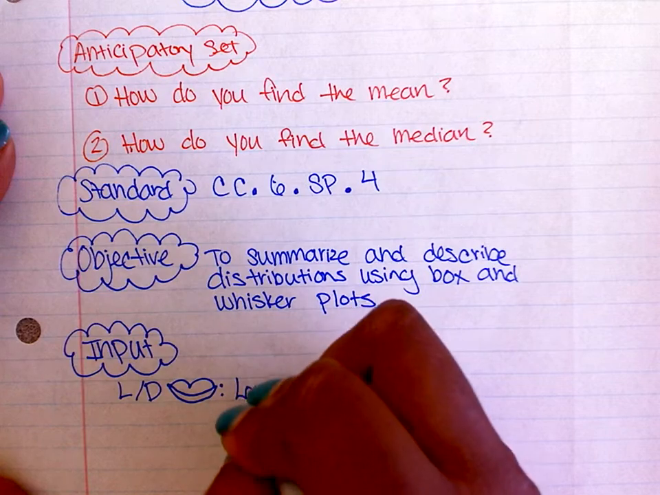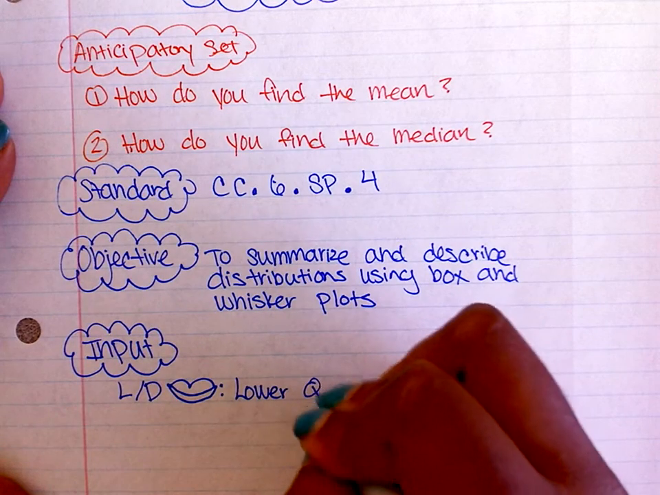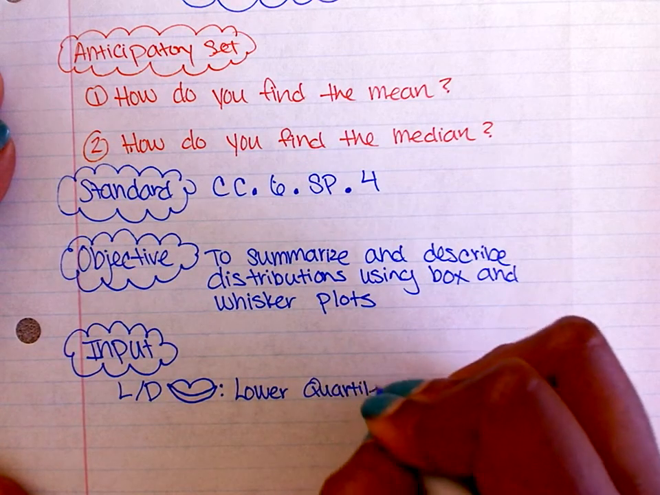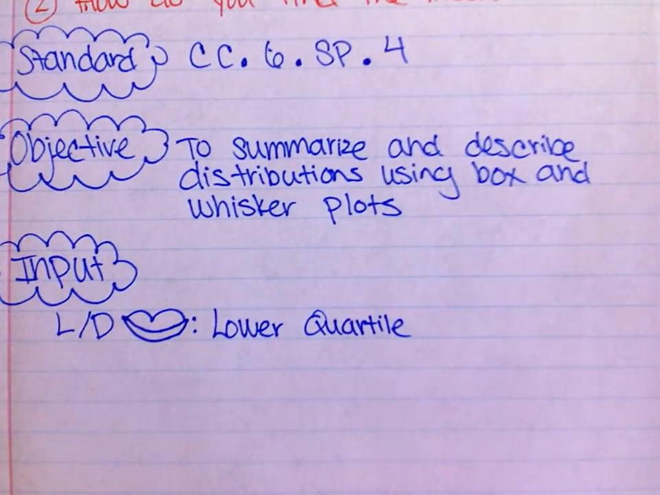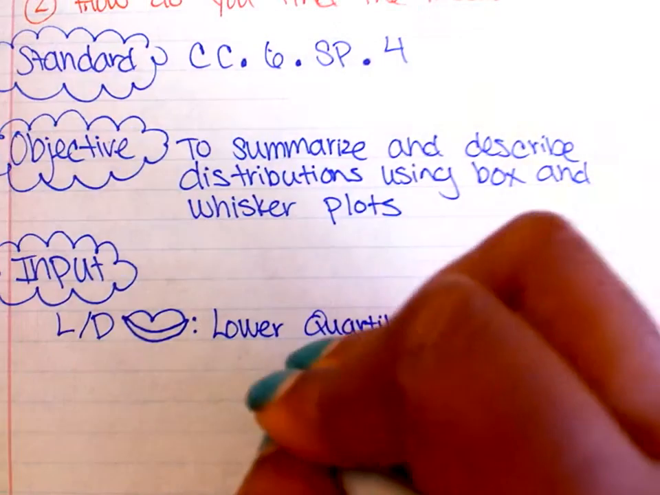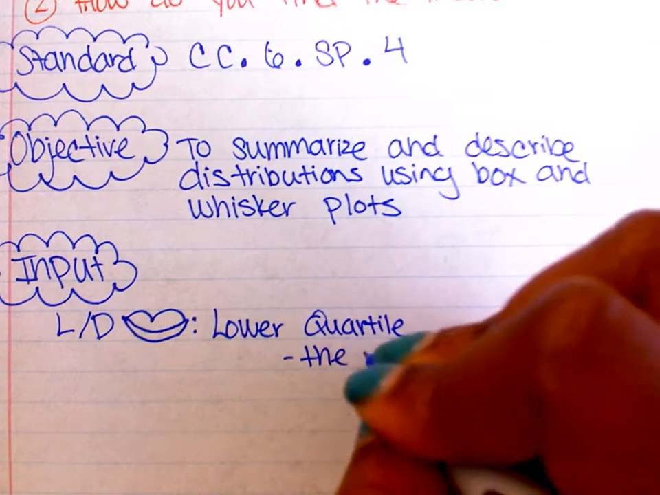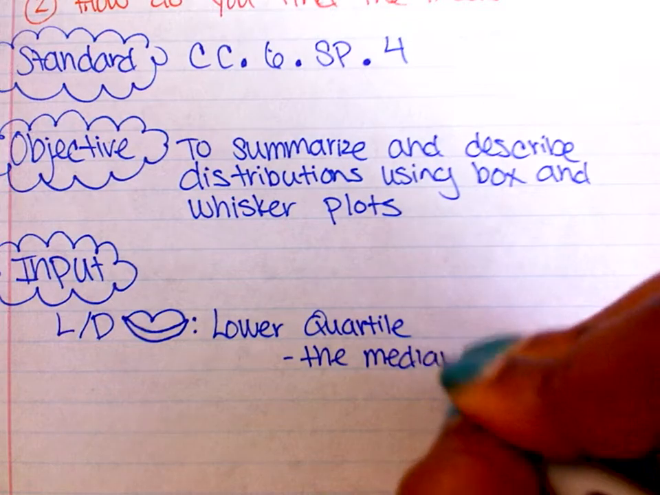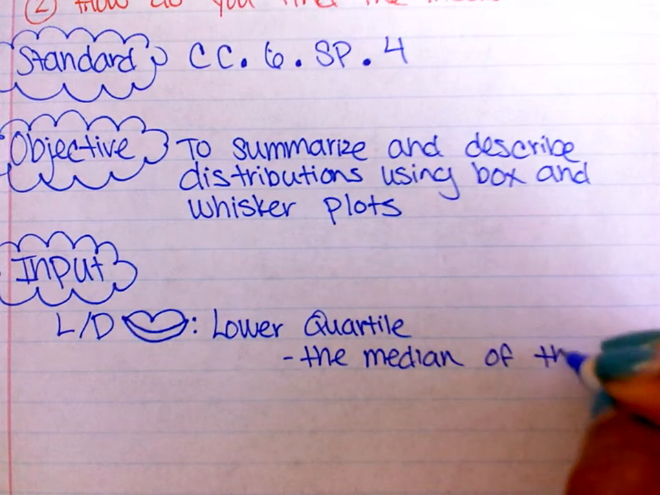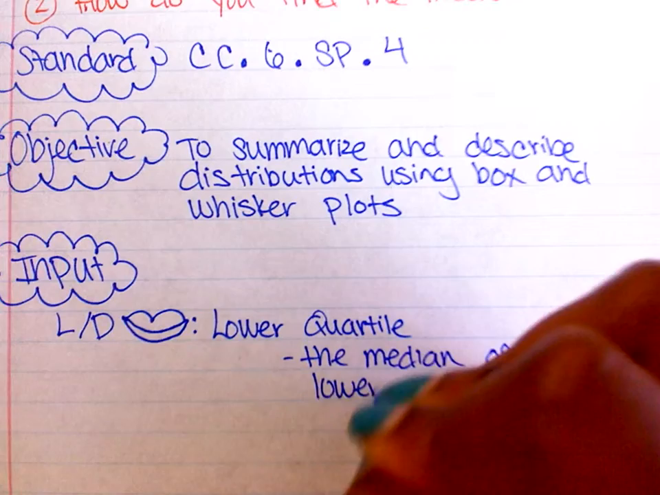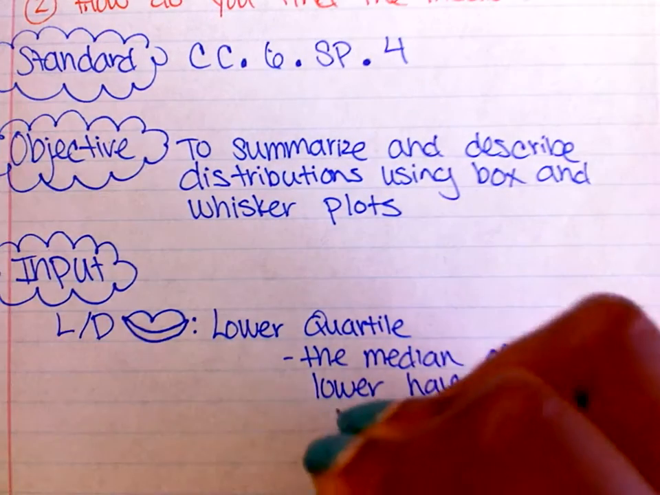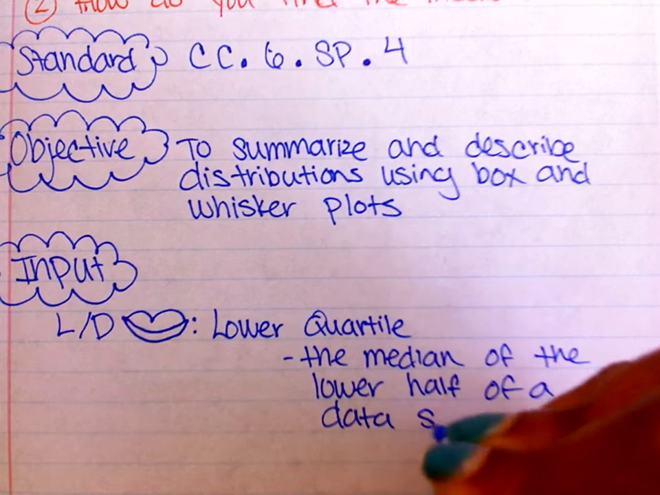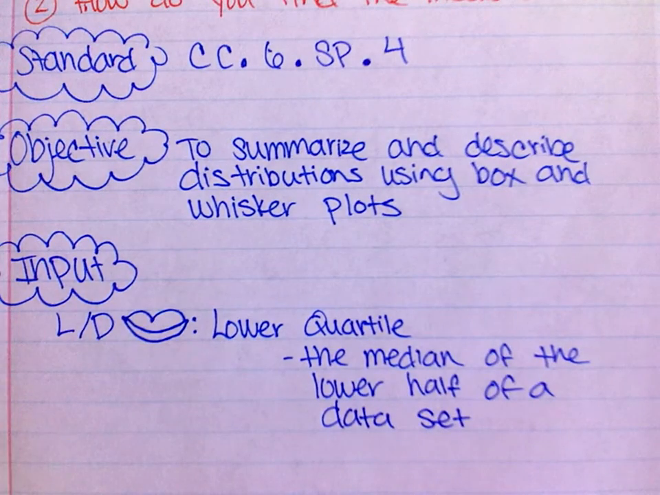Okay, the first vocabulary word is lower quartile. Lower quartile. This is the median, so the middle number, the median of the lower half of a data set. It'll make sense later, I promise. So it's the median of the lower half of your data set.